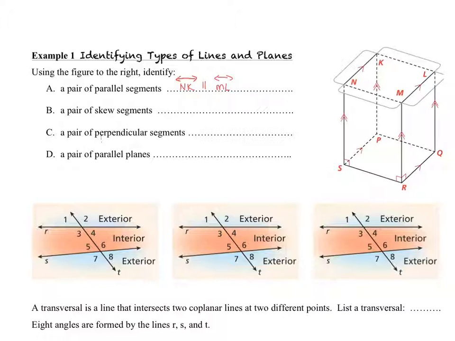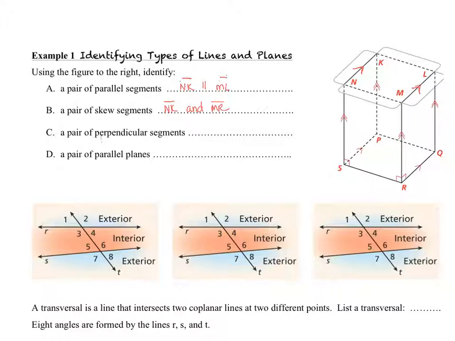Okay, I know that line NK is parallel to line ML because of the arrows on the figure. I just removed my arrowheads on my lines because these are actually line segments this time. So anyway, the next one, example 1B, is a pair of skew segments. Skew segments, remember, have basically no relationship at all. So I picked NK and MR as an example, but there are others on here.